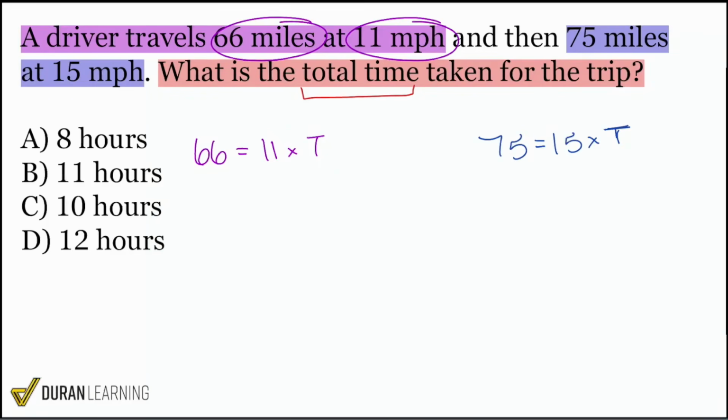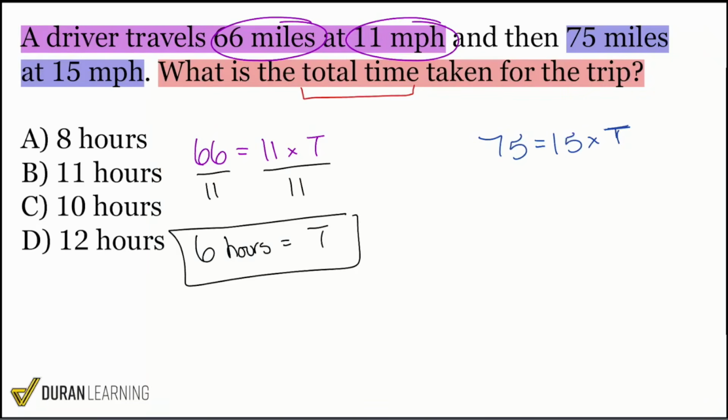So everybody, we are going to divide. We'll divide both sides here by 11. 66 divided by 11 gives us what? Correct. That's going to give us 6. So we have 6 hours right there equals time. Now we're not done. We have to go ahead and find the time over here.